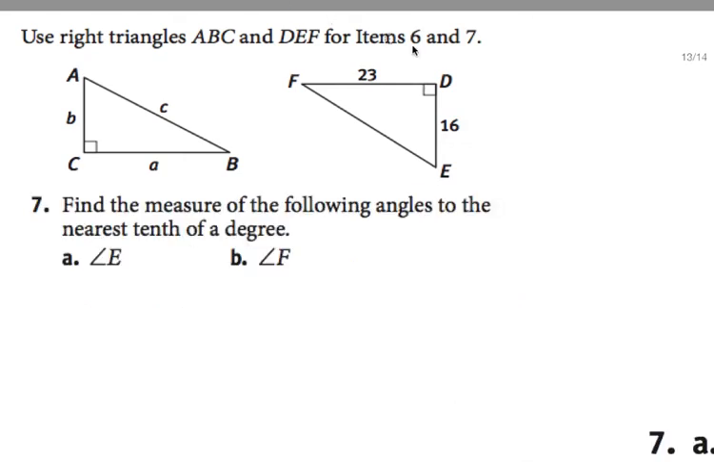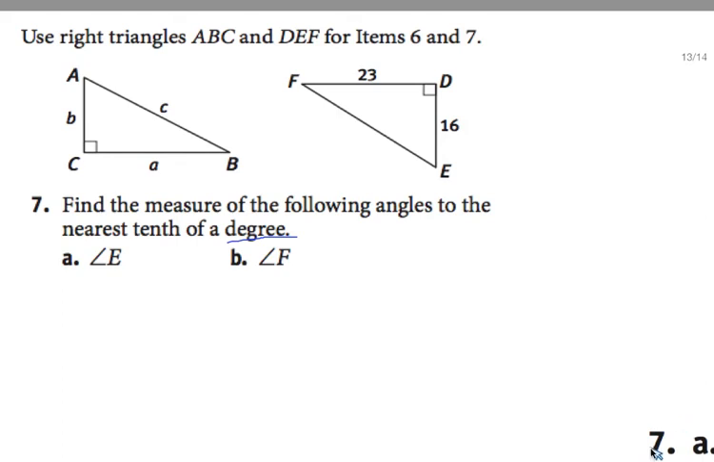All right, problem 7. Find the measure of the following angles to the nearest tenth of a degree. So you would have your calculator in degree mode, and we want angle E. I know my opposite and I know my adjacent. I do not know the hypotenuse. There are a couple things you could do. First, you can find the hypotenuse, and then you can use any of your trig ratios, or because you have the opposite and the adjacent, you could just use inverse tangent.